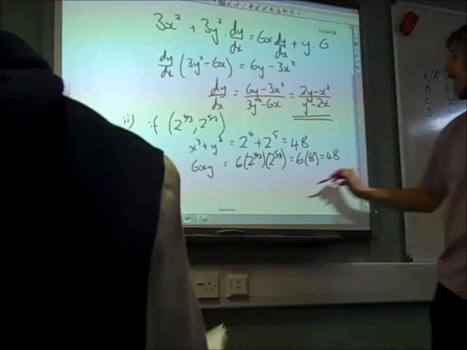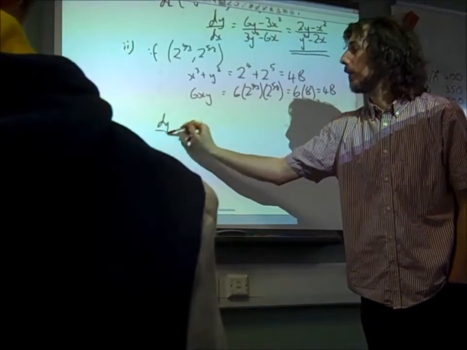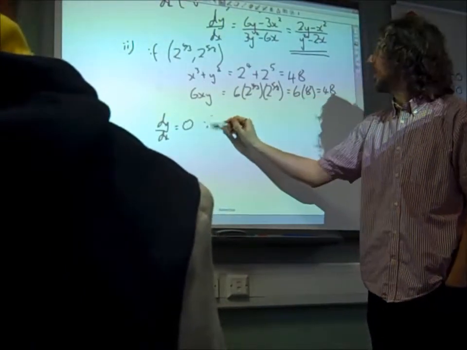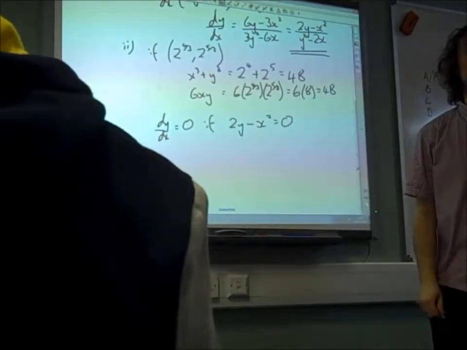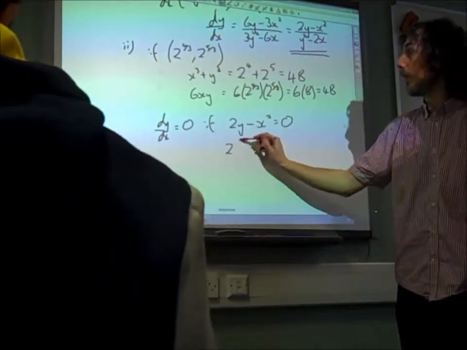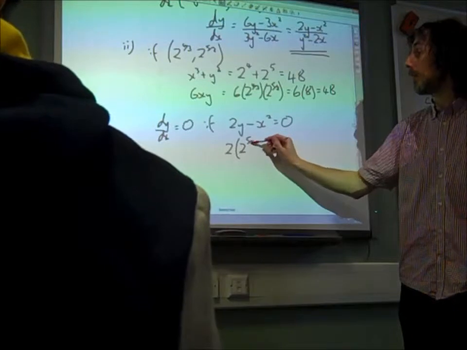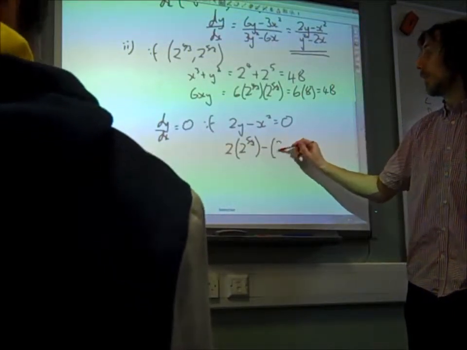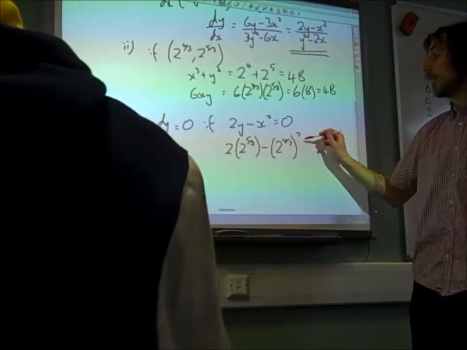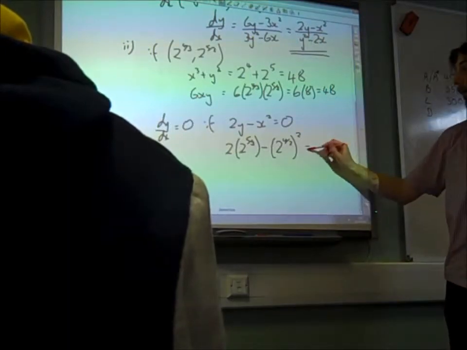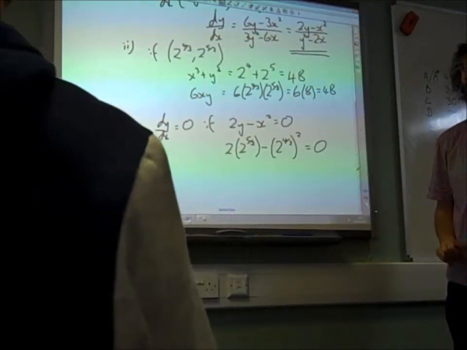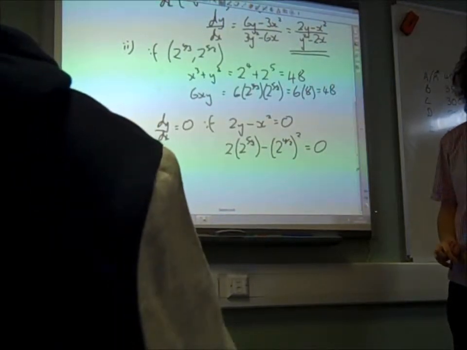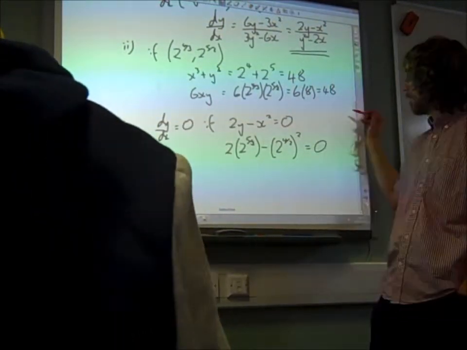And show that dy by dx is 0 at this point. Well, dy by dx is 0 if 2y minus x squared is 0. That's all that matters. So that's 2 times 2 to the 5 thirds minus 2 to the 4 thirds squared. That does equal 0. Therefore, it's a stationary point. I feel I ought to have done more than that, I feel I ought to have solved something, but I think we get away with it.